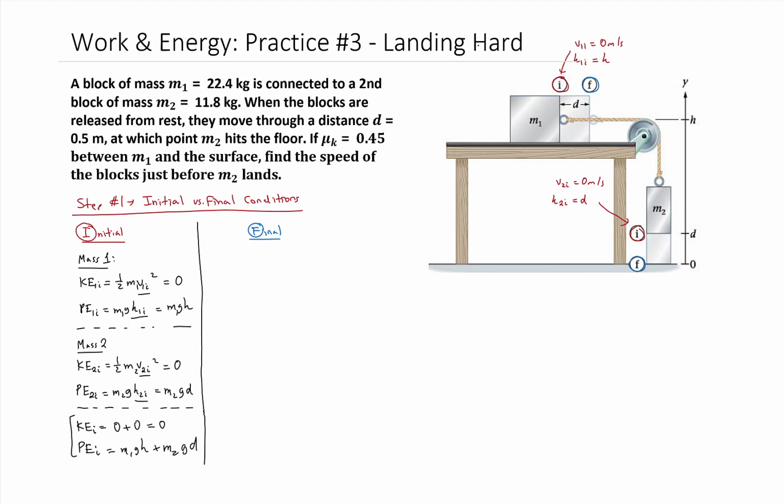So looking at our final conditions in the diagram, the final speed of the first block, v1f, is equal to an unknown value. The final height of the first block is still going to be h. It's on a table. It didn't go anywhere else.